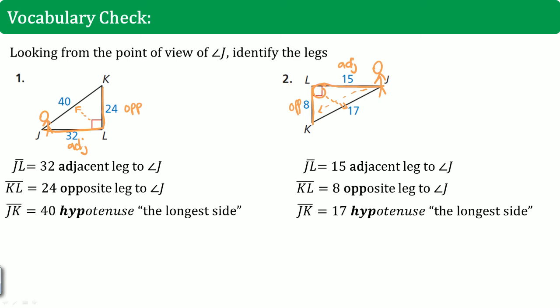17 cannot be the adjacent leg. A lot of people think this is the adjacent leg. It can't be the adjacent leg. The reason why is because it's the longest side. The vocab check should give you a better understanding of how to figure out what the adjacent leg is, the opposite leg is, and what the hypotenuse is.